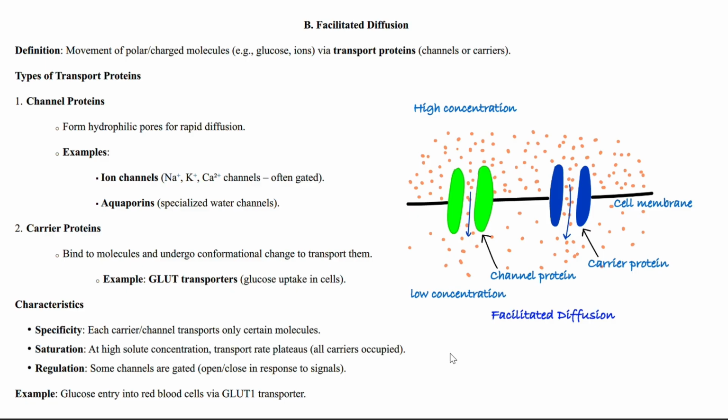So, what makes facilitated diffusion unique? Its specificity. Each transport protein is selective for a particular molecule or group of molecules. It also shows saturation behavior.